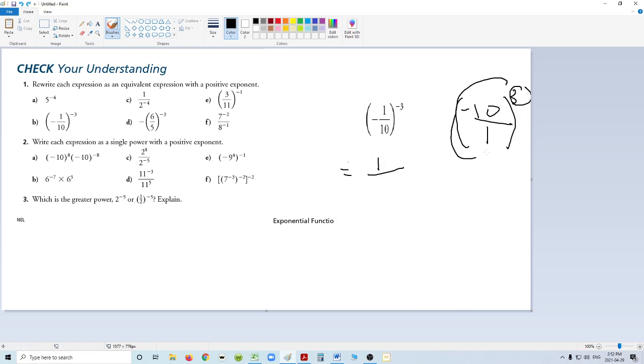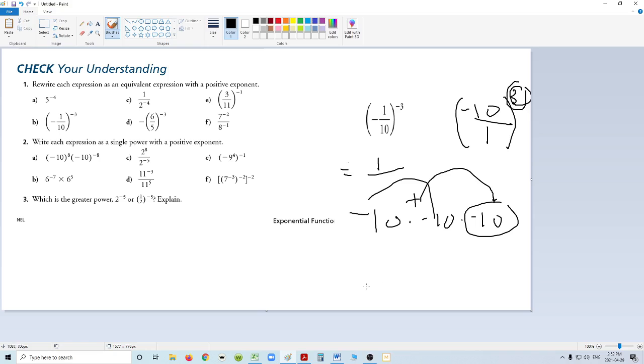Now back to this. The reason the negative is important is because when we have a power of 3, it's negative 10 times negative 10 times negative 10. And it becomes positive when these two multiply, but it becomes negative again when this one multiplies. So we end up with negative 1,000. And that's what negative 1/10 to the negative 3 is.